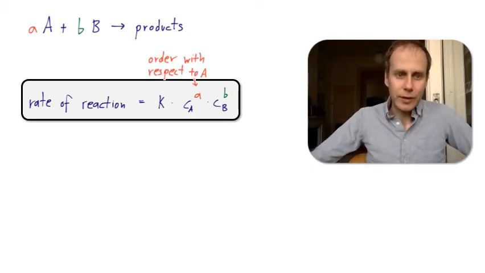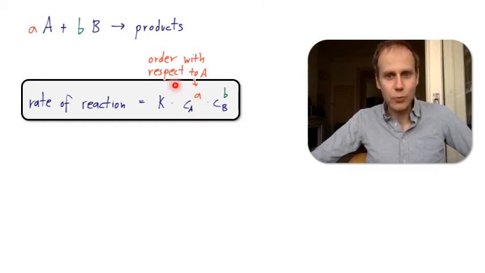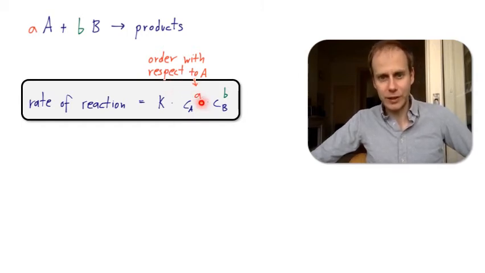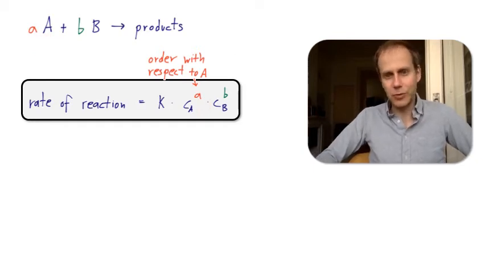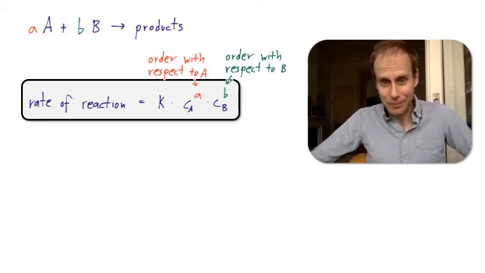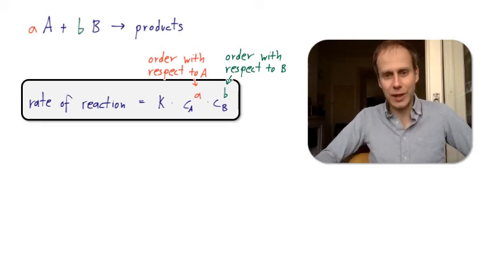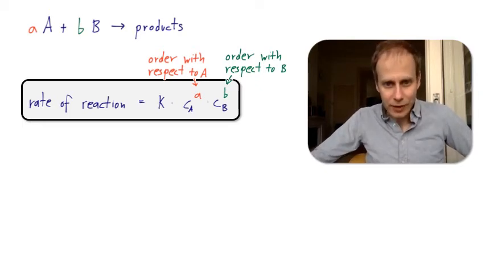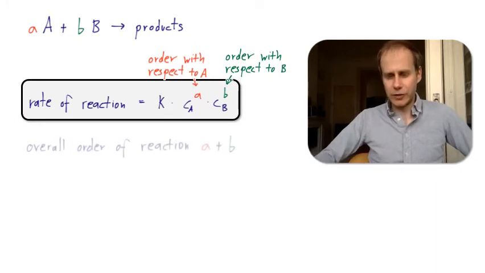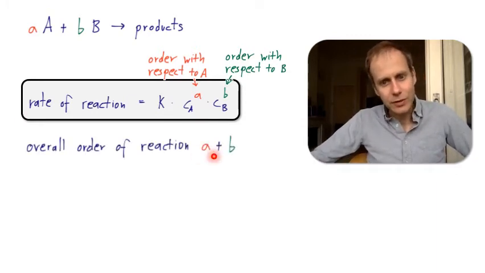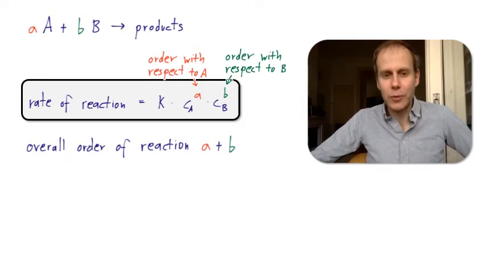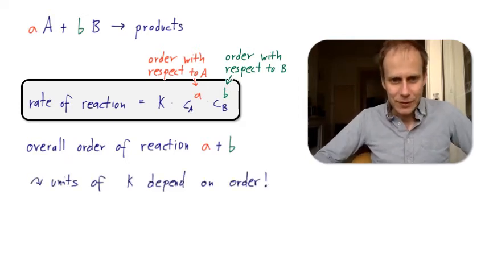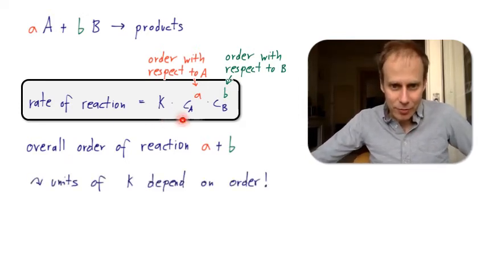So for the reactant A, we have an order parameter. It's called the order with respect to A. That's the exponent that is the stoichiometric coefficient. And for B, we have the same thing, just the stoichiometric coefficient of B now. So this has an order of A and an order of B for the two reactants. But for the overall rate of reaction, we have to sum these individual orders to get the overall order of the reaction.